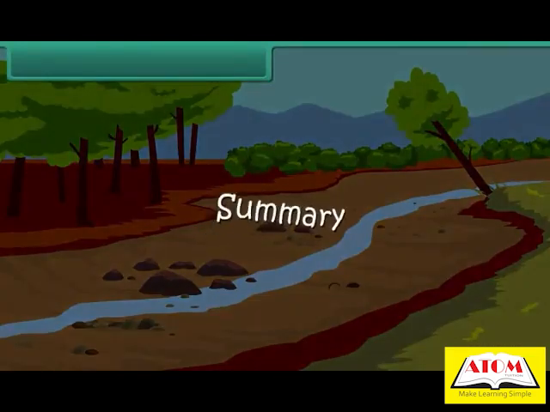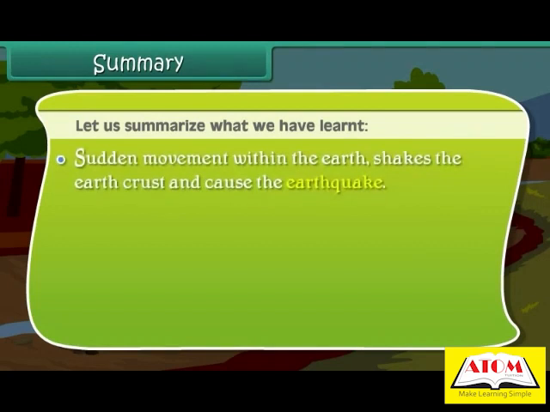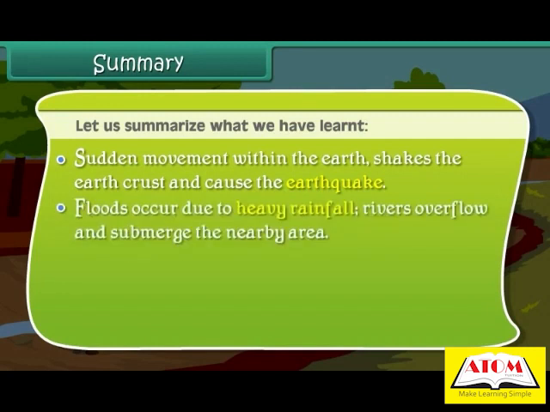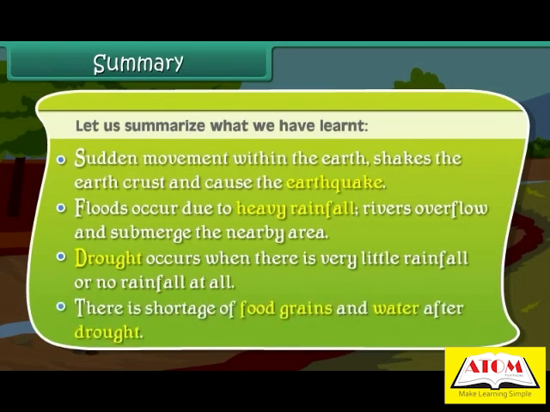Summary. Let us summarize what we have learnt. Sudden movement within the earth shakes the earth crust and causes the earthquake. Floods occur due to heavy rainfall. Rivers overflow and submerge the nearby area. Drought occurs when there is very little rainfall or no rainfall at all. There is shortage of food grains and water after drought.